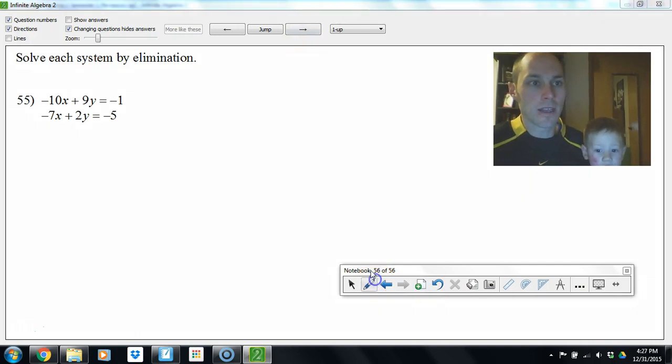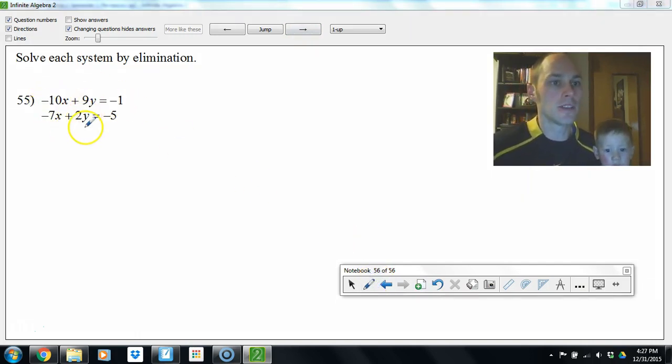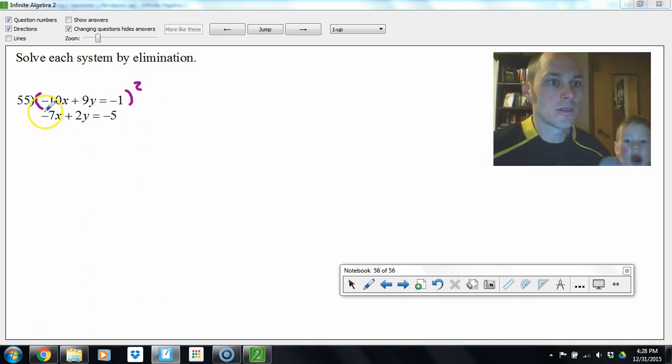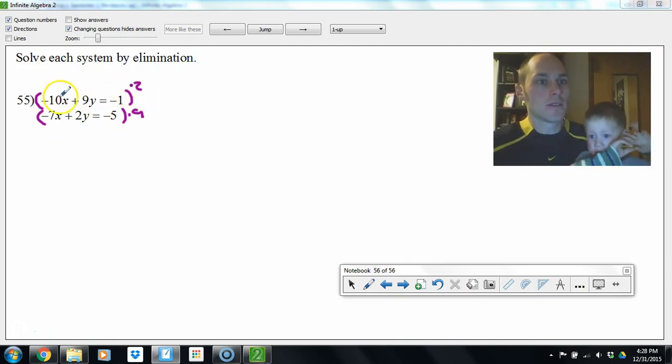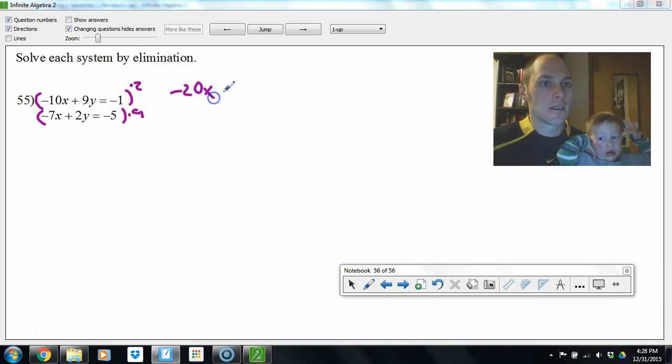I want to solve this one by elimination. Notice negative 10x and negative 7x are different. 9y and 2y are different. So we're going to need to multiply the equations first before we can figure out how to eliminate. I want to eliminate my y's, so I'm going to multiply this equation by 2 and this one by 9. That way the y's will be the same. So 2 times negative 10x is negative 20x. 2 times 9y is 18y.